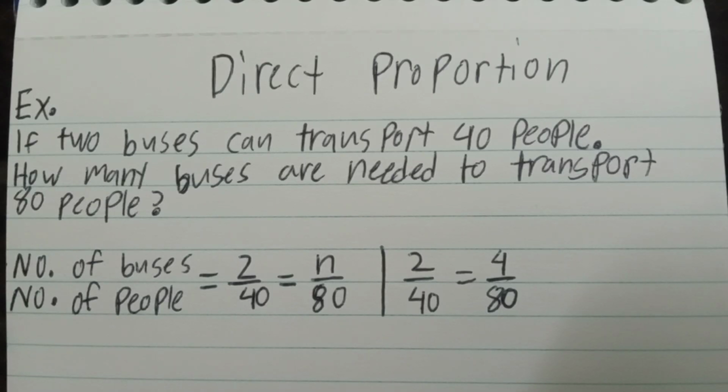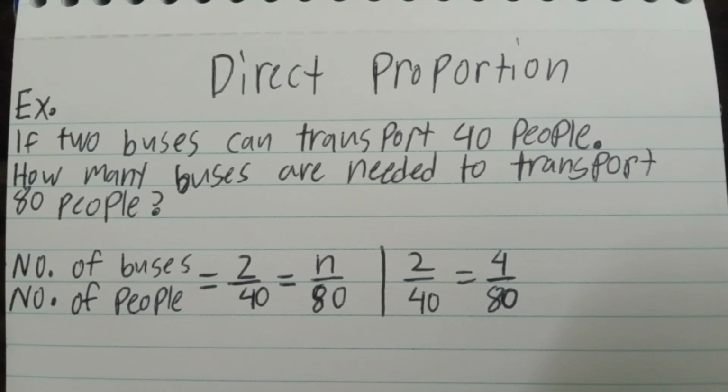And now for direct proportion. Example, if 2 buses can transport 40 people, how many buses are needed to transport 80 people? So let's first write down the number of buses, which is 2, and the number of people, which is 40. And now we can proceed to cross multiply.